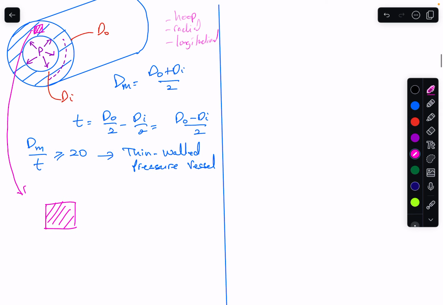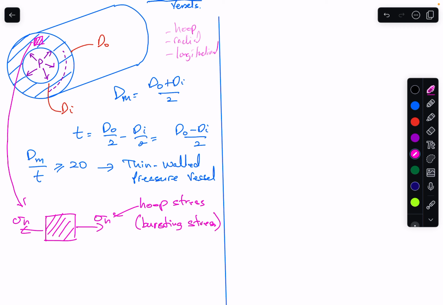So we have our bursting pressure, as we call it. This is our hoop stress, or our bursting stress. You call it bursting, I mean, it's just a layman's way of saying that we're going to keep increasing the diameter of this pressure vessel. Now the other stress is in the radial direction, sigma r, and this is our radial stress.